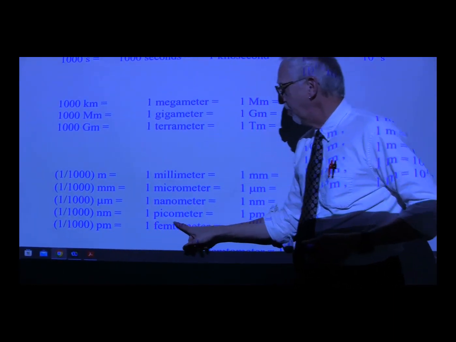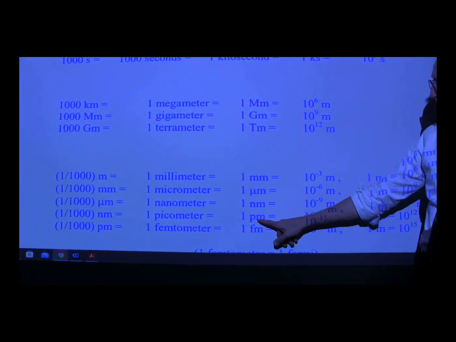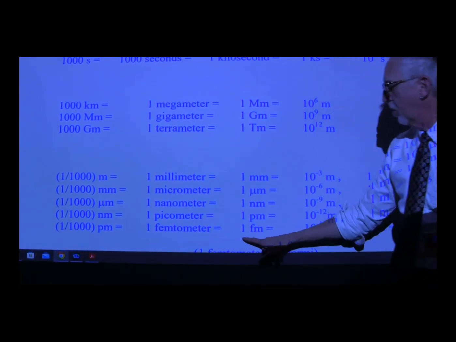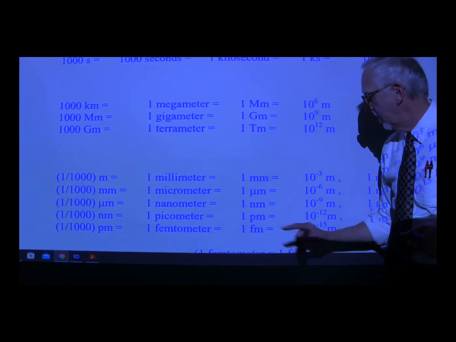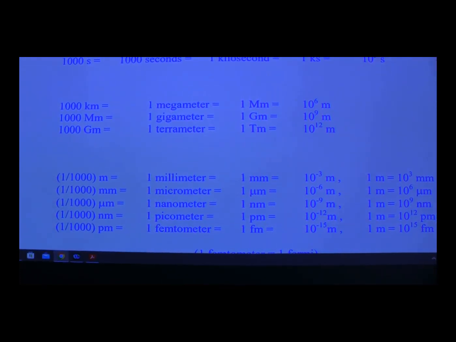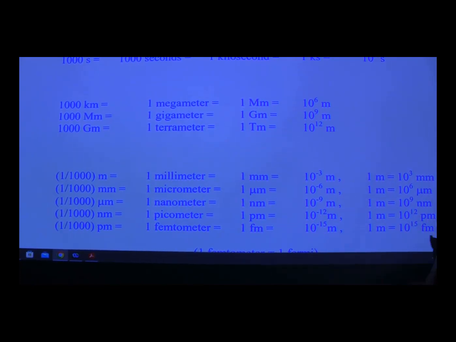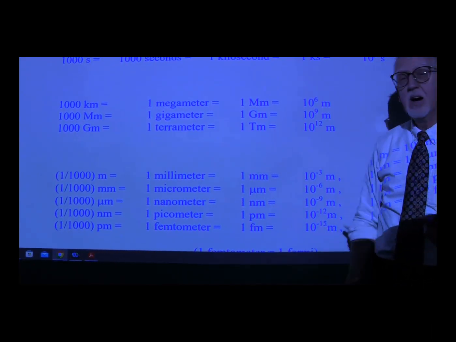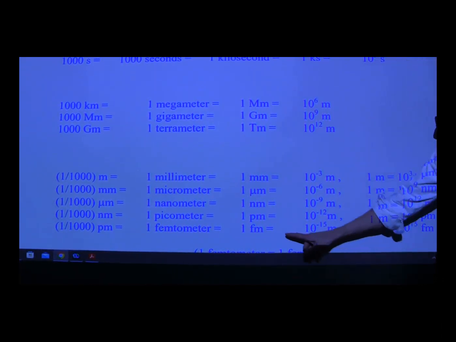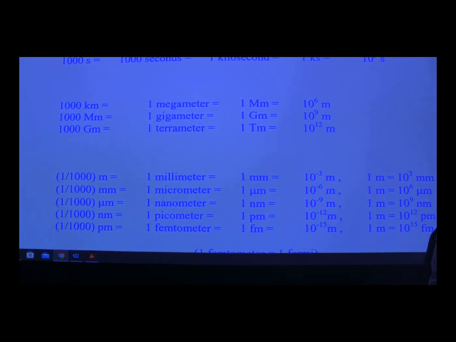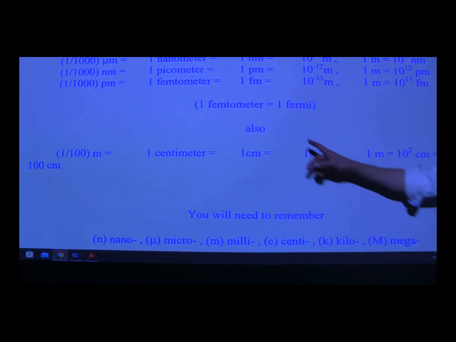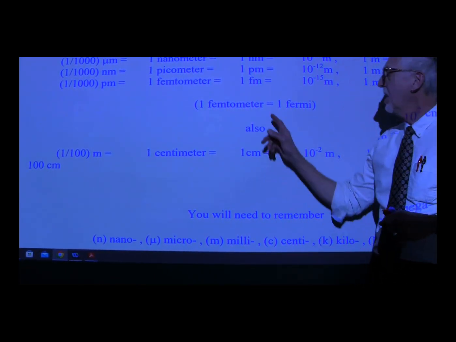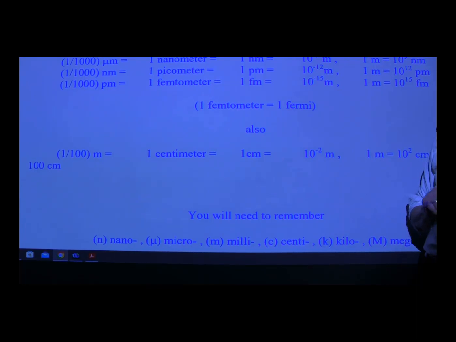1,000th of a nano is a pico, lowercase p, 10 to the minus 12th, and 1,000th of a pico is a femto. That's a lowercase f for femto, which is 10 to the minus 15th. So 1 meter is 10 to the 15th femtometers. So we're talking about very, very small things here. This is about the size of the nucleus of an atom. Now, let me just mention a femtometer is also sometimes referred to as 1 Fermi. So if you're talking about nuclear structure, a femtometer is sometimes also referred to as a Fermi.